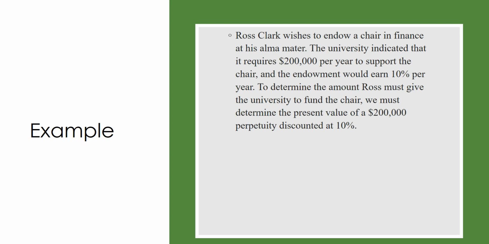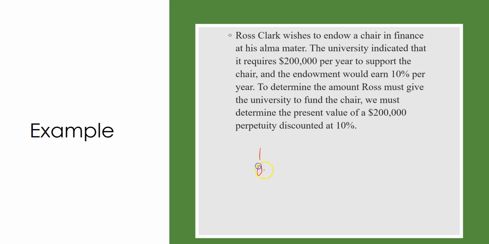So let's do an example. Ross wants to endow a chair of finance at his alma mater. The university indicated that it requires $200,000 per year to support the chair. The endowment earns 10% per year. So how much must he give so that the university could withdraw $200,000 a year forever and never touch the principal?